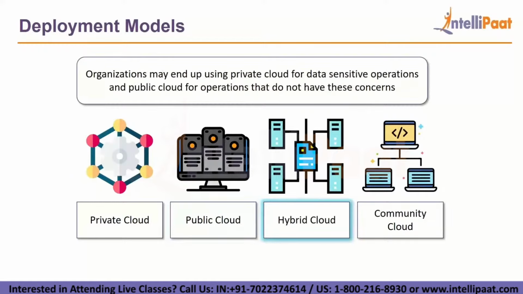Then comes hybrid cloud. Organizations may end up using private cloud for data sensitive operations and public cloud for operations that do not have these concerns. So it could be a mixture of both public and private cloud. Some data is very sensitive to the organization and they do not want it to be exposed in the public cloud platform. Even though it may be secure, they just don't want it to be accessible over the public internet. They just want it to be inside the privacy of their own premises. In cases like this, they can choose to store the data in the private cloud that they have created, and in the public cloud they can host the applications that access the data, and that's about it.